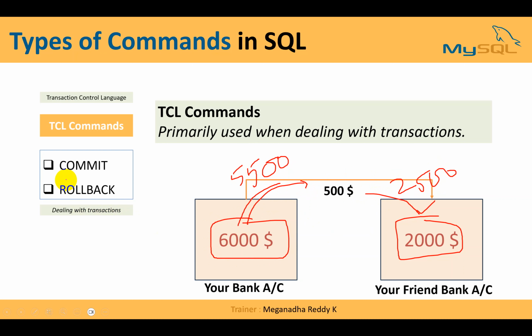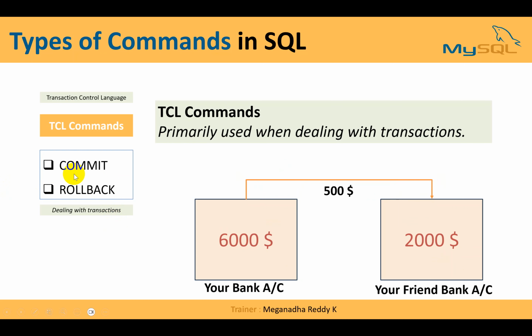In this case, this update should be rolled back. If this update failed, the other update also should be rolled back. If both are successful, now imagine this becomes 6,500 and this becomes 2,500, so both the balances got updated, you need to commit the transaction. A transaction is nothing but an update of one or more commands to happen. If anything fails, we will roll back. If everything is successful, we'll commit the transaction. So commit and rollback belong to transactional control language.